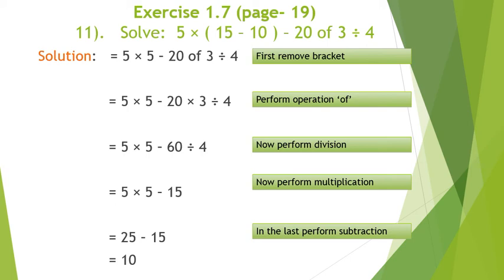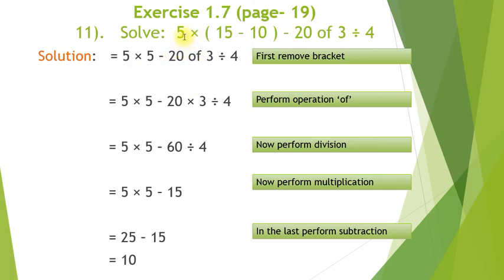This is question number 11. Now 5 multiply, inside the bracket there is 15 minus 10, bracket close, minus 20 of 3 divided by 4. Now here we have almost all the operations. BODMAS rule. First of all, we have to remove the bracket, because in the BODMAS rule first we have to solve the bracket, then comes the of operation. Here is the of operation. Then we will divide, then multiplication, and then addition and subtraction.